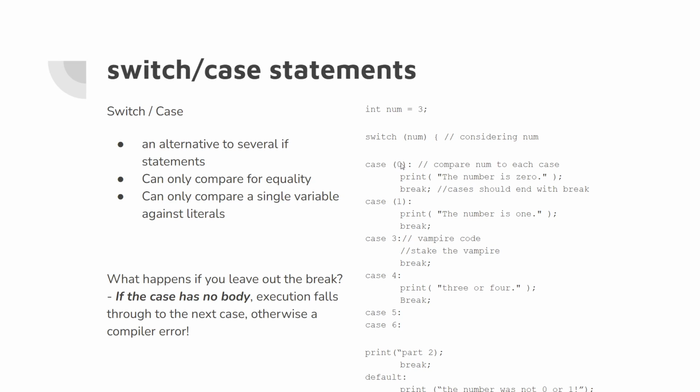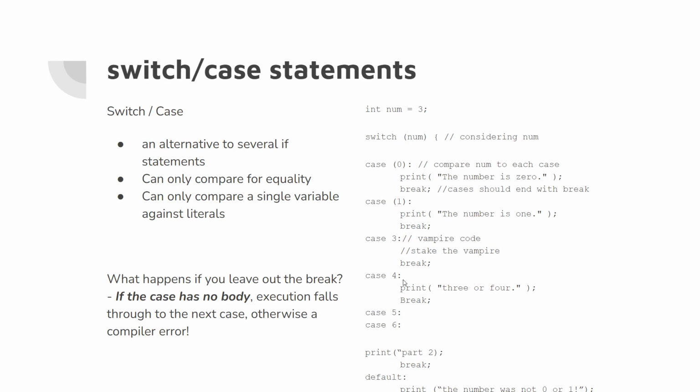And the case will tell us which one. Case 0 is num 0. Nope, num is 3, so don't do this stuff. Case 1, nope, not that one. 3, okay, vampire. So therefore it's the vampire. I need to take the vampire action, stake the vampire, do whatever it takes. This is just a comment, just pseudocode. So that would be the course of action I would take by switching on this. This would be the particular case of this switch.